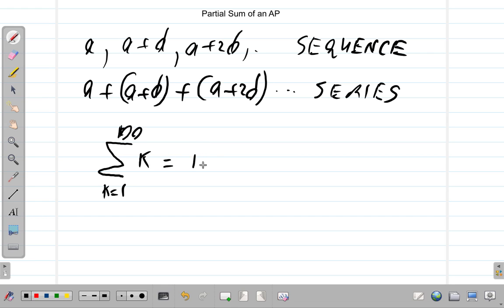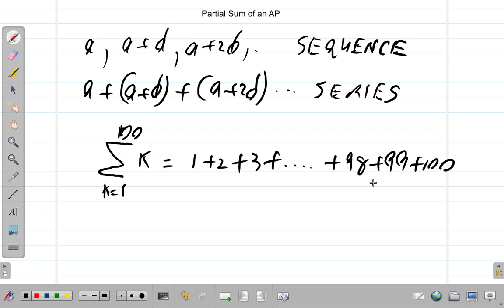Look at this. When k is 1, it's just 1, plus when k is 2, which is 2, plus in third place when k is 3, so it's plus 3, and so on and so forth, up to plus 98 plus 99 plus 100. All right, so this would be an actual example of an arithmetic progression where you want the sum.